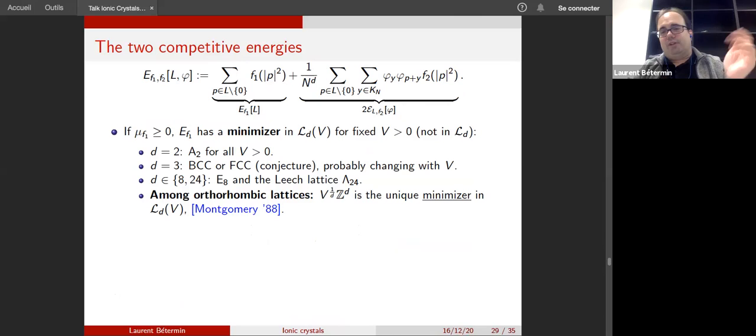In dimension 2, it's a triangular lattice, we know. In dimension 3, it could be the BCC or the FCC, probably changing with V, as it is the case for the Gaussian. In dimension 8 and 24, we know already that it's E8 and the Leech lattice.